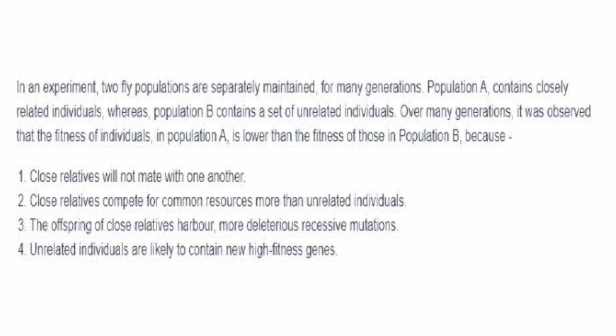Option 1: close relatives will not mate with one another. That is not correct. There can be mating between close relatives also. So 1 is not correct. Option 2: close relatives compete for common resources more than unrelated individuals. There is nothing like that. Whether they are close relatives or unrelated individuals, they compete for common resources. So 2 is also not correct.